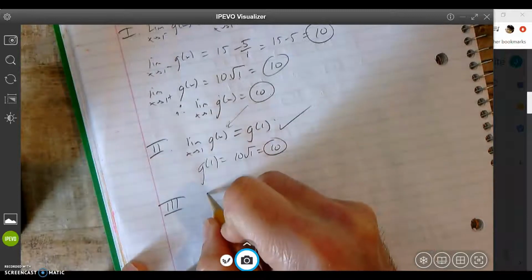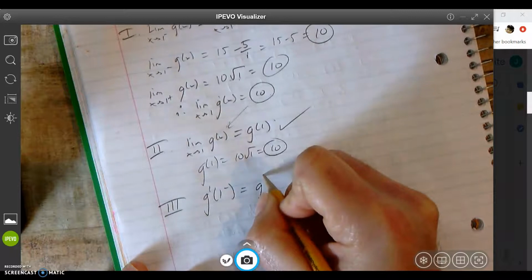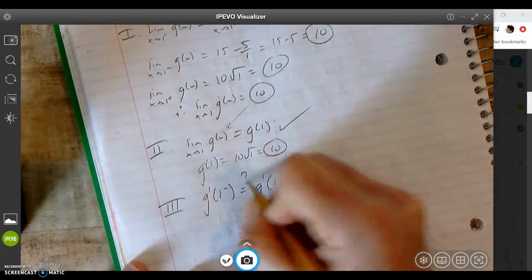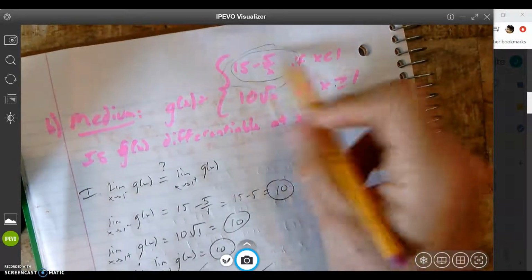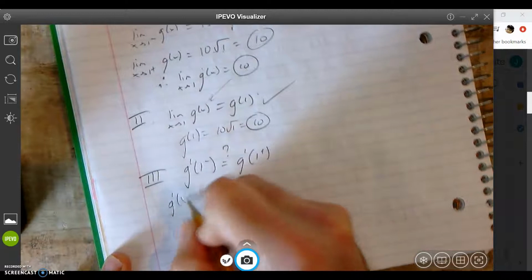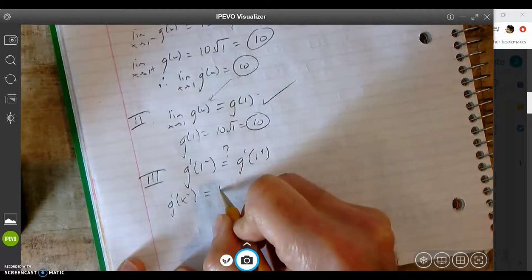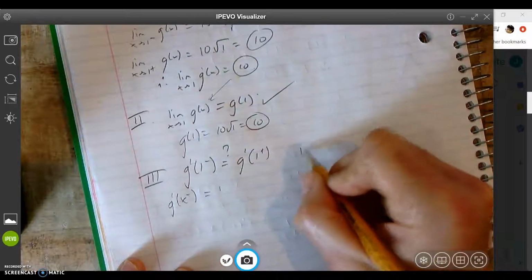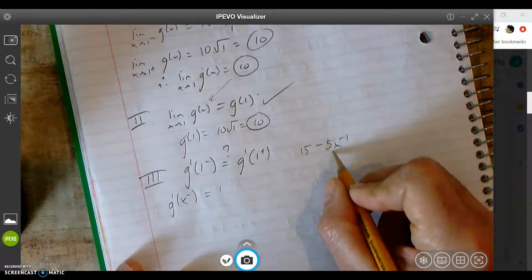Cool. Here we go. I have to find the derivative at 1 from the left and check that it equals the derivative at 1 from the right. Does that equal? So 1 from the left is here. I'm going to rewrite this. I'm not going to plug in 1 yet, that's why I'm writing this. First of all, it's just 15 minus 5x to the negative 1.